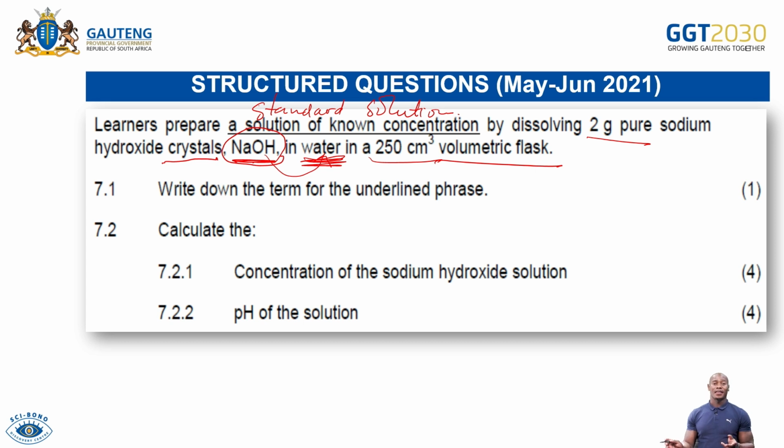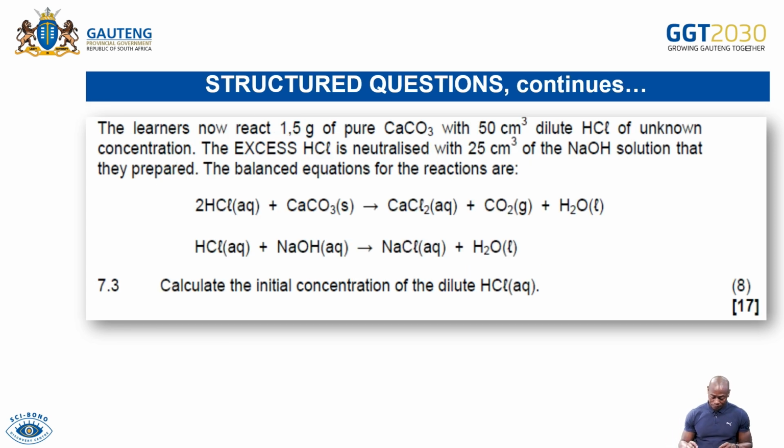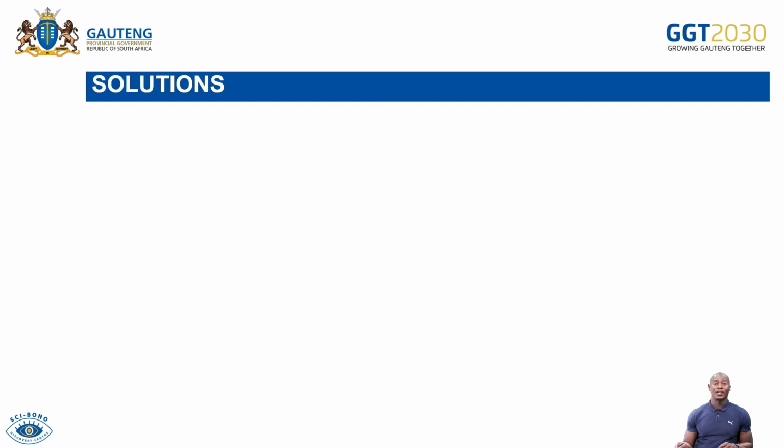Already we have answered that. A solution of known concentration, we call that solution a standard solution. Then 7.2, there are calculations there. They want us to calculate the concentration of sodium hydroxide solution. There are two equations that we can use to calculate the concentration.